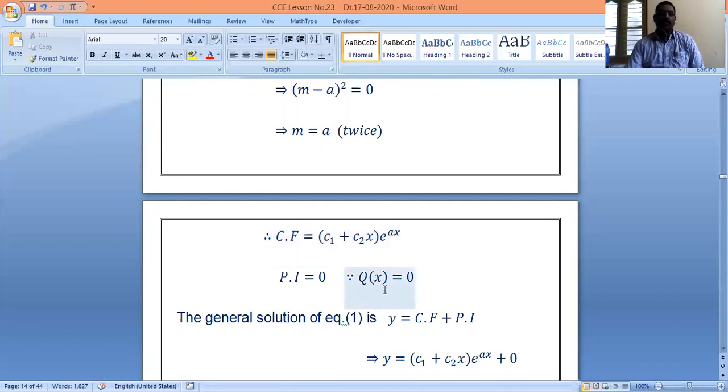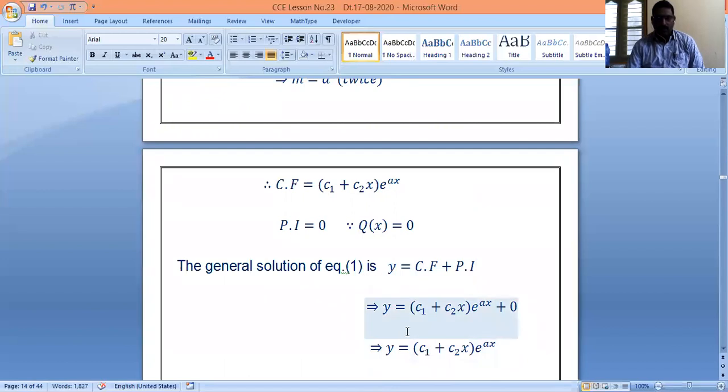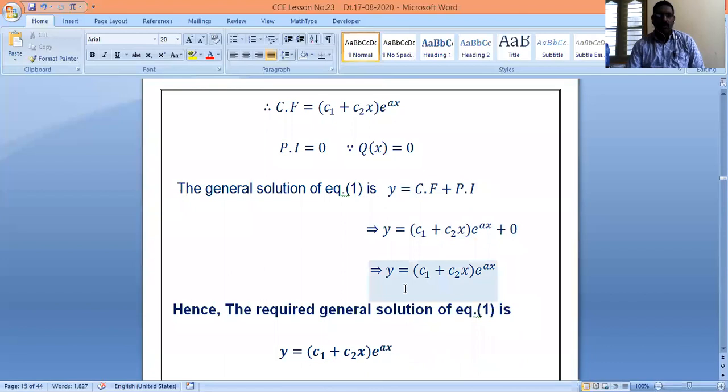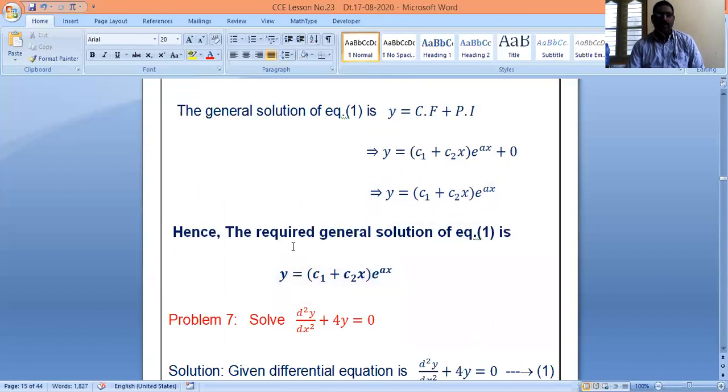Since Q of x is equal to 0, therefore PI is also 0. The general solution of equation 1 is y is equal to CF plus PI. That implies y is equal to (C1 plus C2 x) into e power ax plus 0. That implies y is equal to (C1 plus C2 x) into e power ax. Hence, the required general solution of equation 1 is y is equal to (C1 plus C2 x) into e power ax.